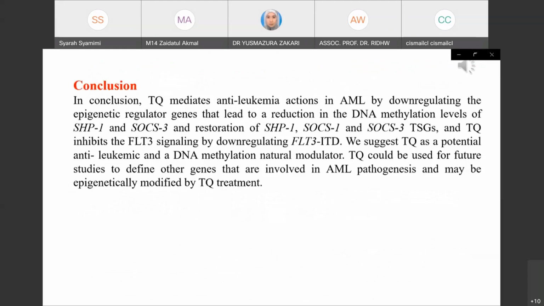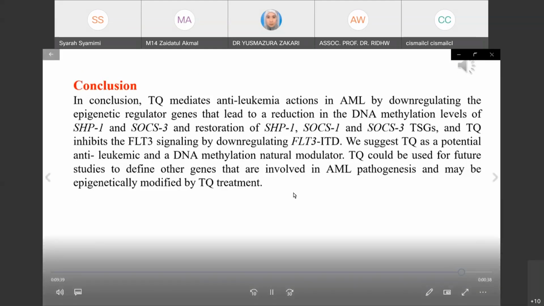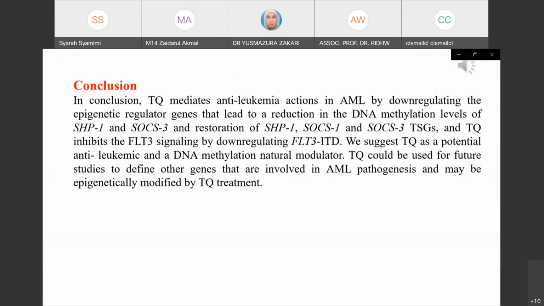In conclusion, thymoquinone mediates anti-leukemia actions in acute myeloid leukemia by downregulating the epigenetic regulator genes that lead to a reduction in the DNA methylation levels of SHIP1 and SOX3, and restoration of the SHIP1, SOX1, and SOX3 tumor suppressor genes. And thymoquinone inhibits the FLT3 signaling by downregulating FLT3-ITD. We suggest thymoquinone as a potential anti-leukemic agent and a natural DNA methylation modulator.